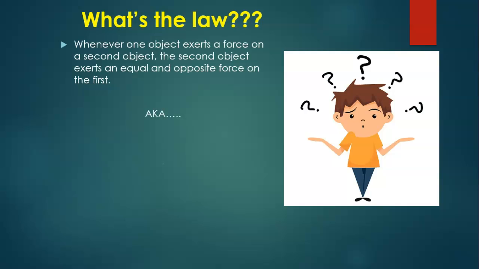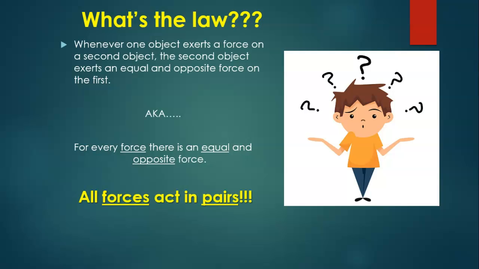So, we could also say for every force, there's an equal and opposite force. Perhaps you've heard it said in the past, for every action, there's an equal and opposite reaction. That's not incorrect. I think the word force is a better word to use. It explains better what is happening rather than the words action and reaction, but we are going to use those terms. But for every force there is an equal and opposite force, we can also say that all forces act in pairs. This is yet another way of stating Newton's third law.